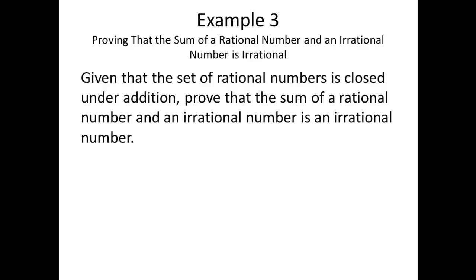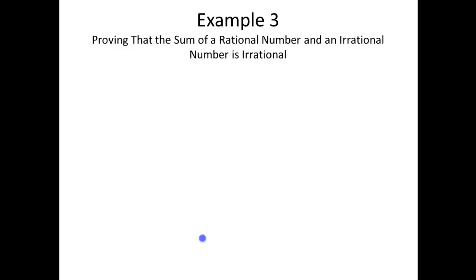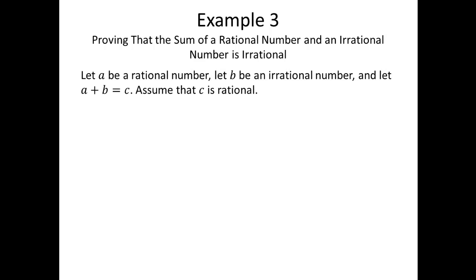Alright, so in this example, we're going to prove that the sum of a rational number and an irrational number is irrational. Right? So given that the set of rational numbers is closed under addition, we're going to take it as a fact now that we've proven it, that the set of rational numbers is closed under addition, we're going to prove that the sum of a rational number and an irrational number is also an irrational number. And this is how we're going to go about it. It's a proof by contradiction, or an indirect proof.